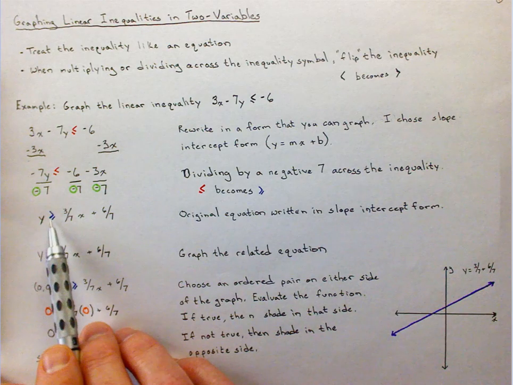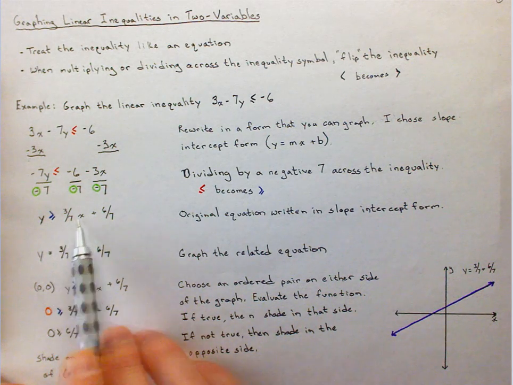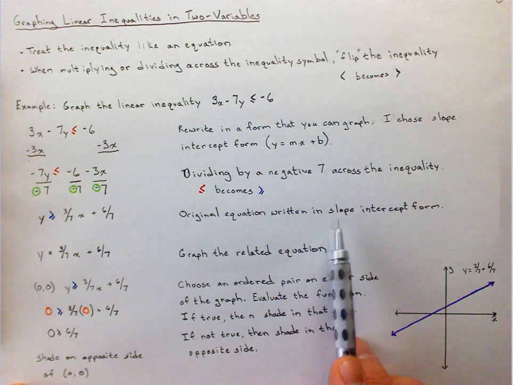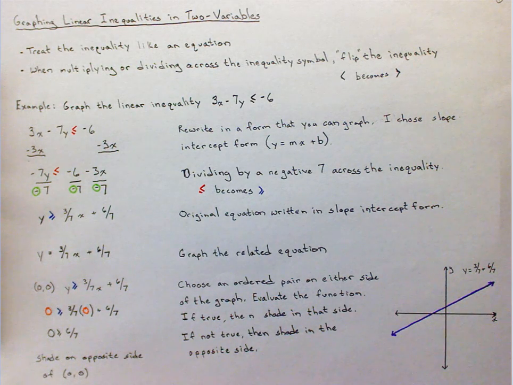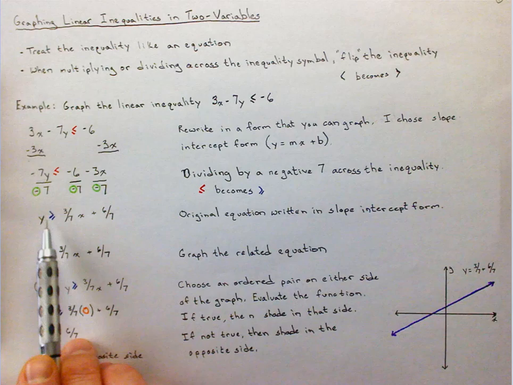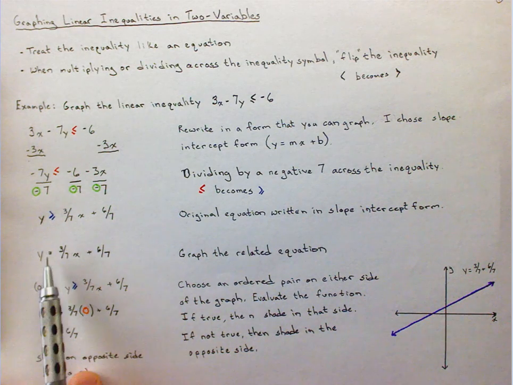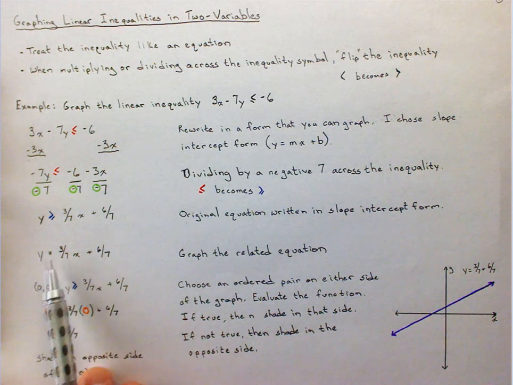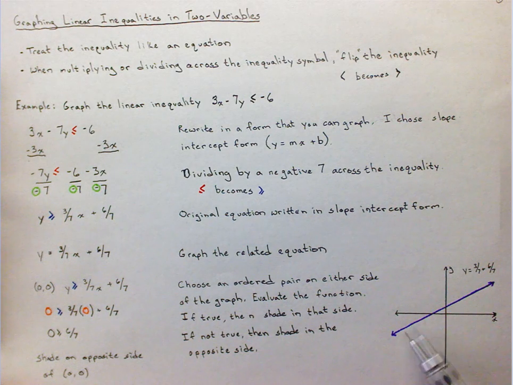Y is greater than or equal to 3/7 x plus 6/7. This is simply my original equation written in slope-intercept form. What I will turn around and do then is graph the related equation. I'm just going to act like that inequality symbol isn't there and just put an equal sign. And this goes back to what we already know. This looks familiar, this is comfortable. So then I will graph my linear equation.